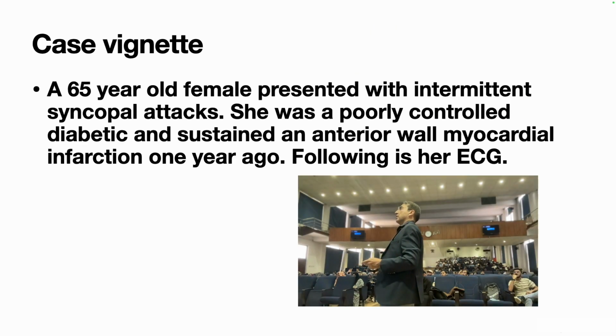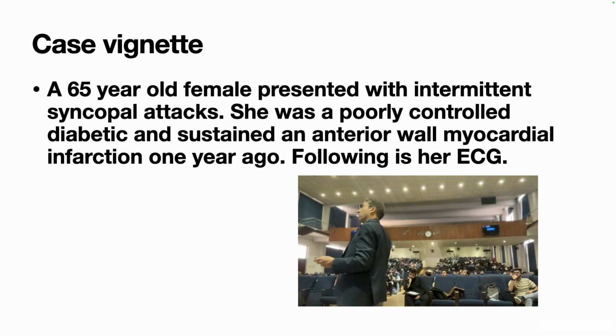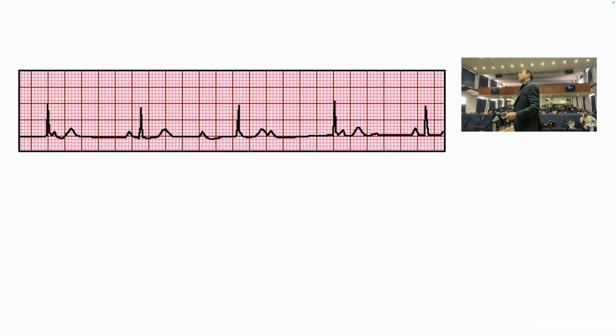And then now this is another case. A female presents with syncopal attacks. She was a poorly controlled diabetic, sustained anterior wall MI 1 year ago. This is her ECG. What does this show?